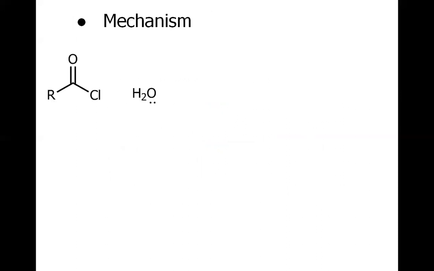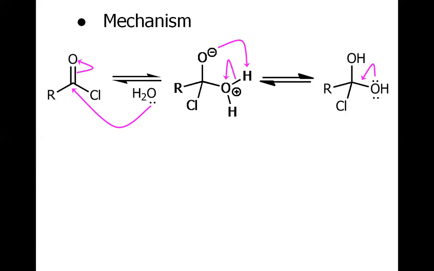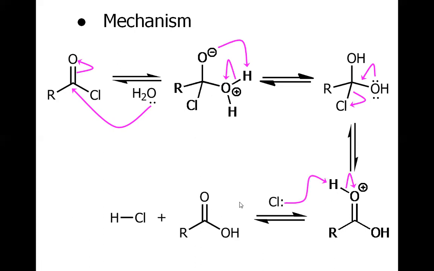And the mechanism is also very simple. The nucleophilic attack of water to this carbonyl carbon and the formation of this tetrahedral intermediate and intramolecular proton shifting will give us this intermediate, and then this hydroxyl's lone pair will expel the chlorine group out of the system, which will deprotonate this to have this carboxylic acid group formed from the acid chloride.